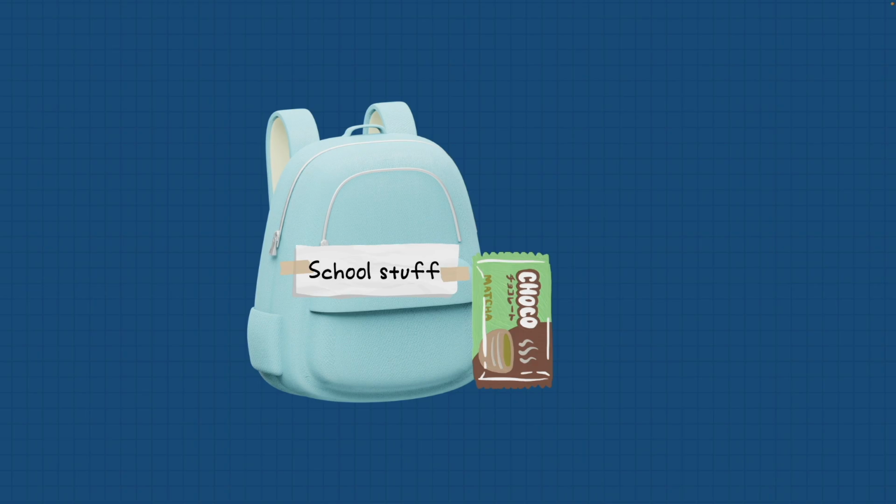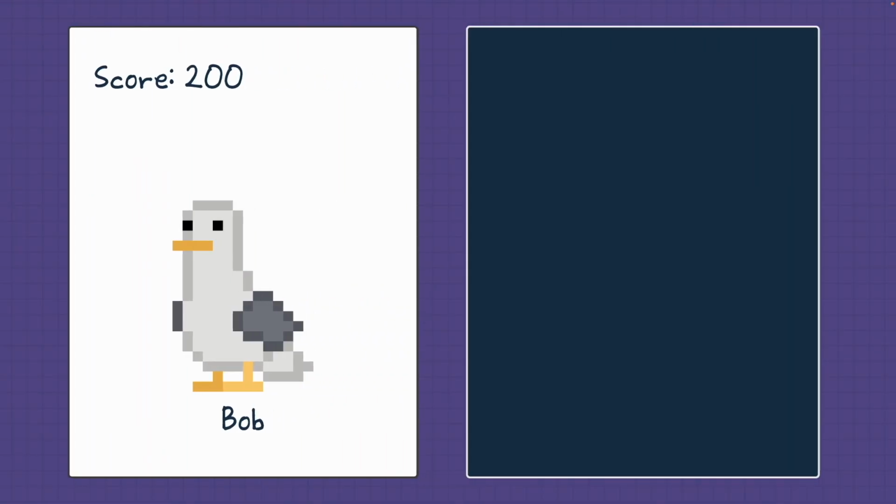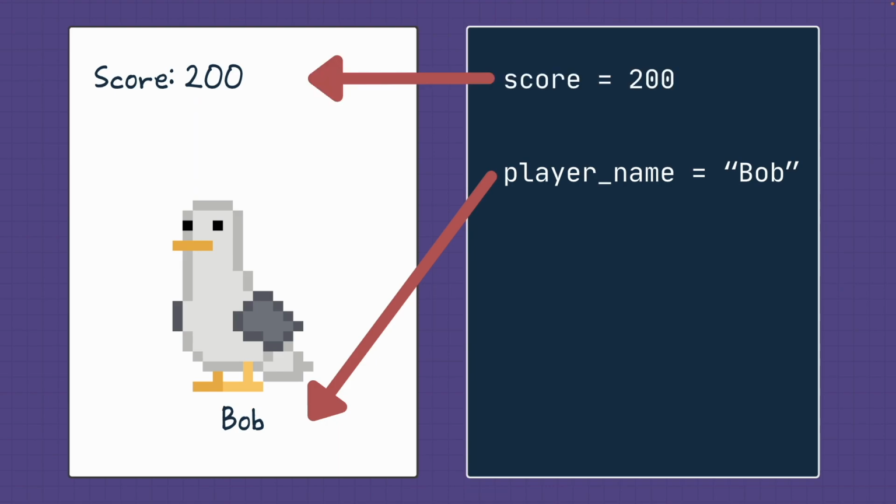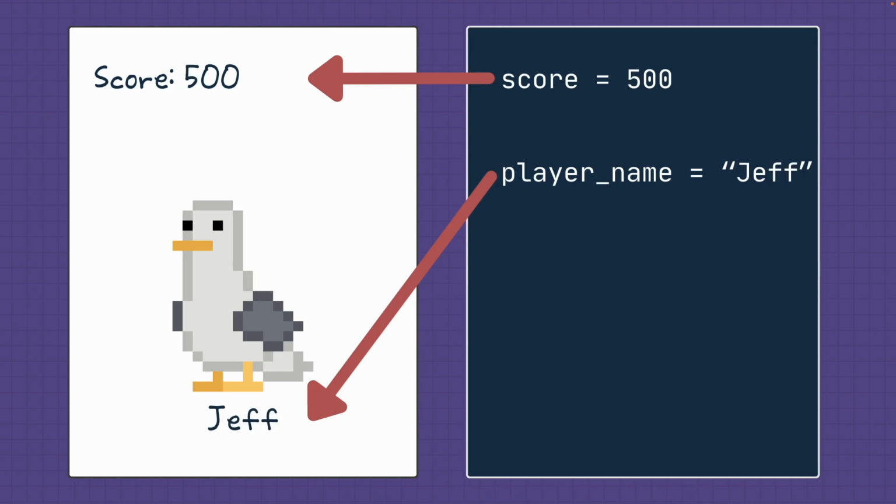Let's look at a different example. Let's say we have this game. We have a player named Bob. Bob has a score of 200. Both Bob and the score are variables. They hold specific data that can change during the game. Just like now, we change the player name to Jeff and the score has gone up by 300. So now the score is 500.